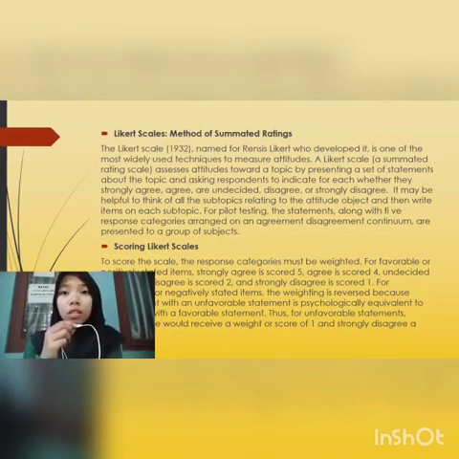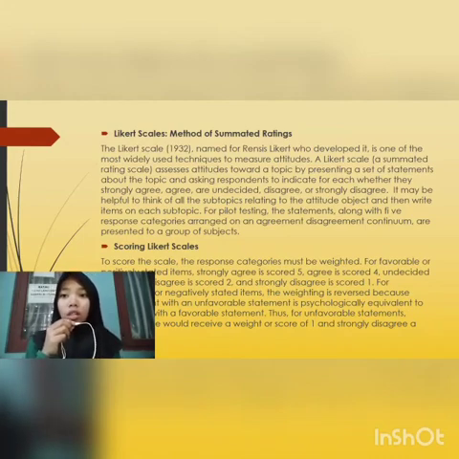In the Likert method of summated ratings, what about scoring Likert scales? To score the scale, the response categories must be weighted. For favorable or positively stated items, strongly agree scores 5, agree scores 4, undecided scores 3, disagree scores 2, and strongly disagree scores 1.